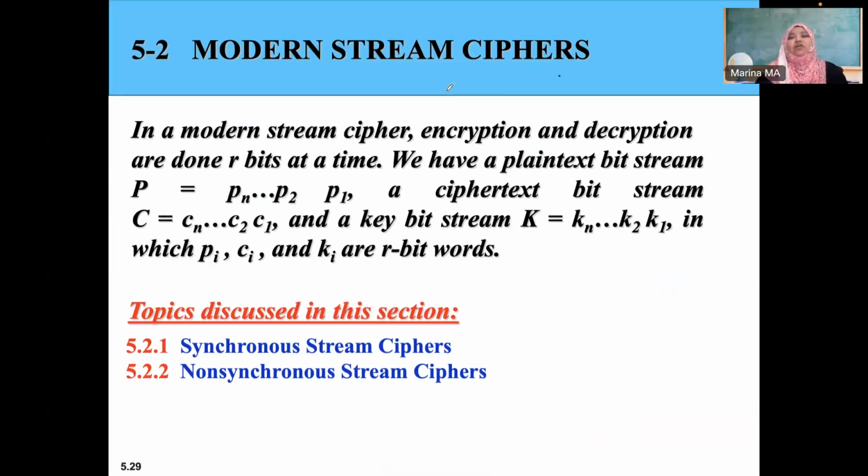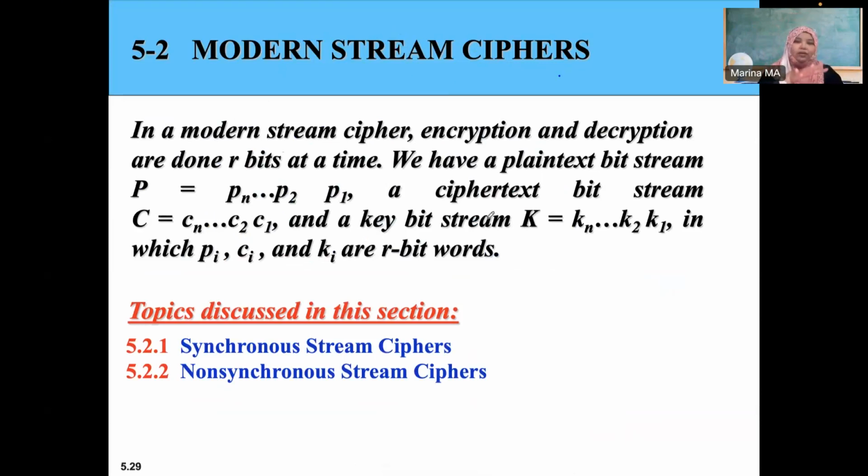So we have a plain text bit stream, and then we have a ciphertext bit stream that was produced when we encrypt the plain text bit stream with the key bit stream. So in modern stream cipher, we have synchronous or non-synchronous. So for modern block cipher, we only look at modern, we look at the component.